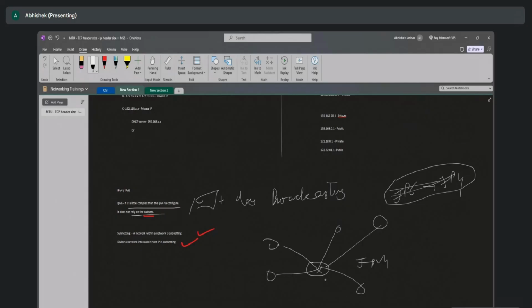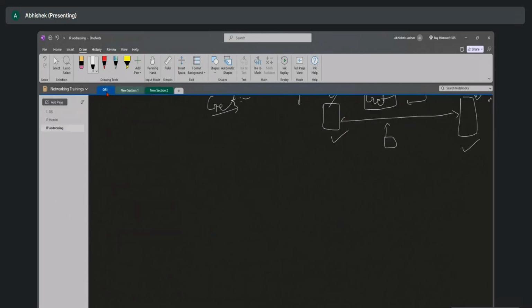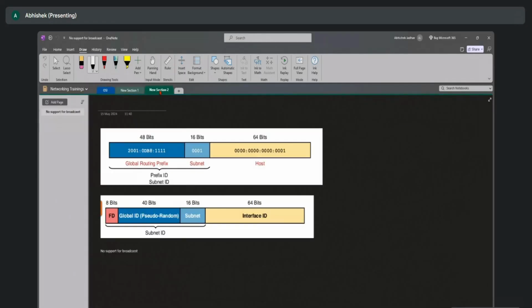This is the basic concept, right? So if you see, this router is trying to send all the packets to everyone. This is called broadcasting, which is not supported by IPv6, but it is supported by IPv4, right? So now I think I have some image for IPv6 to show you, right?